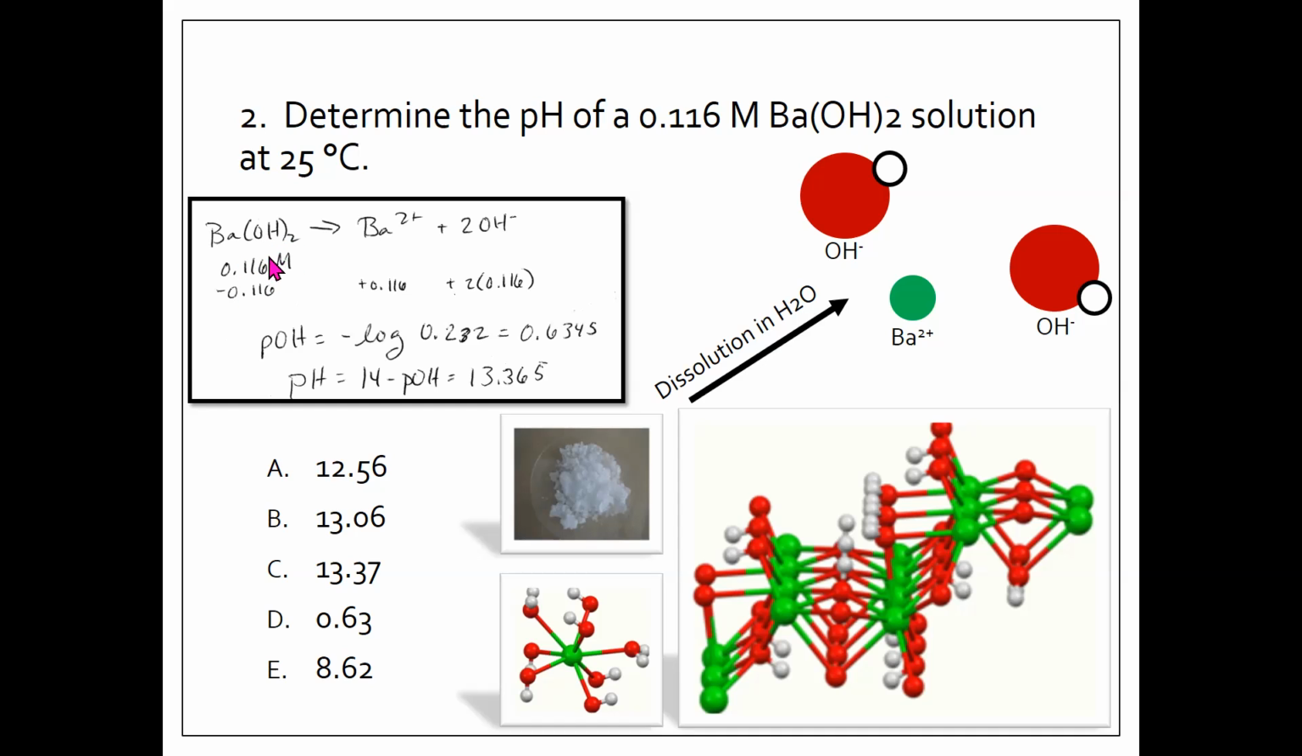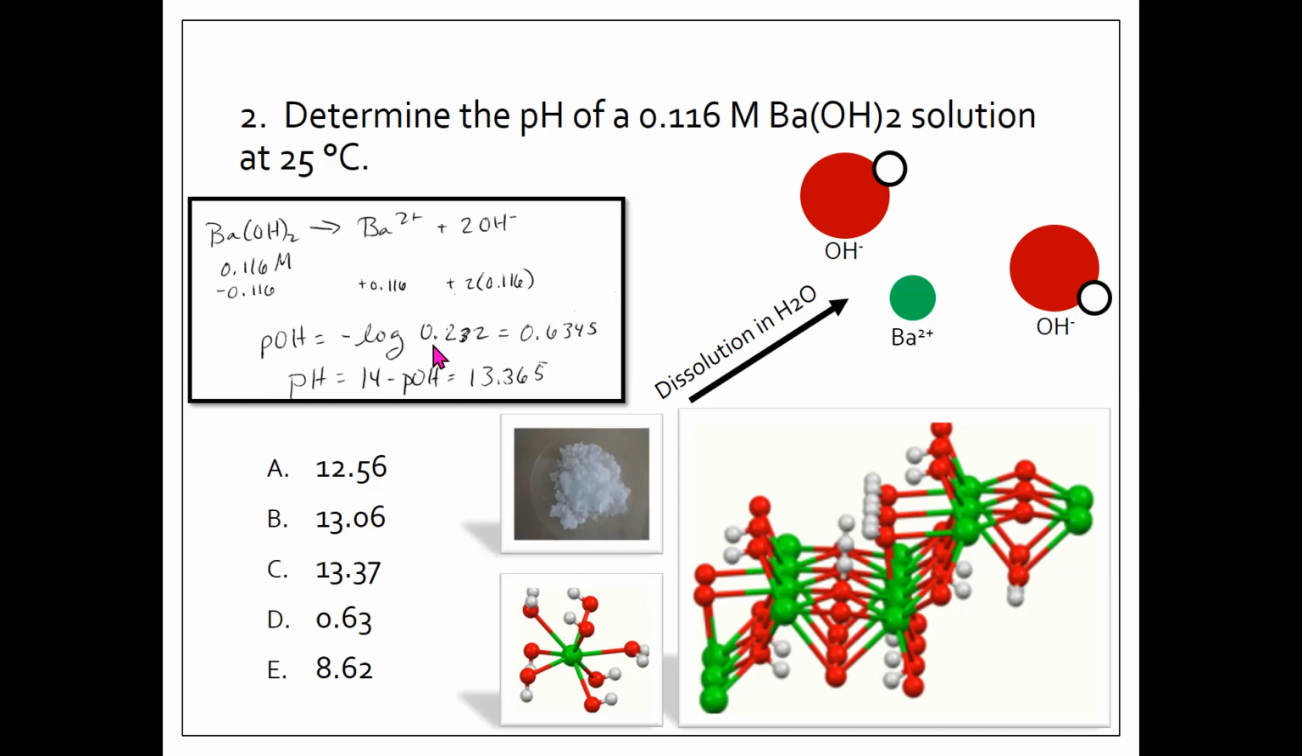All of this is going to be dissociated, so this is a one-way reaction. So we take all of this, minus 0.116, because it's 1 equivalent of this. We're going to make 1 equivalent of the barium 2+, but we're going to make 2 equivalents of the hydroxide. That's why we have to multiply that hydroxide concentration by 2. So our concentration is 2 times the 0.116, which is 0.232.